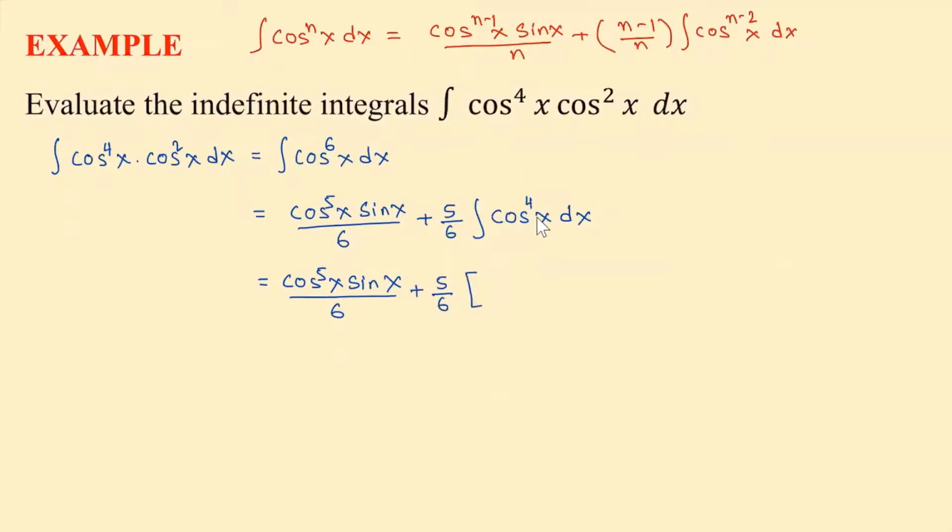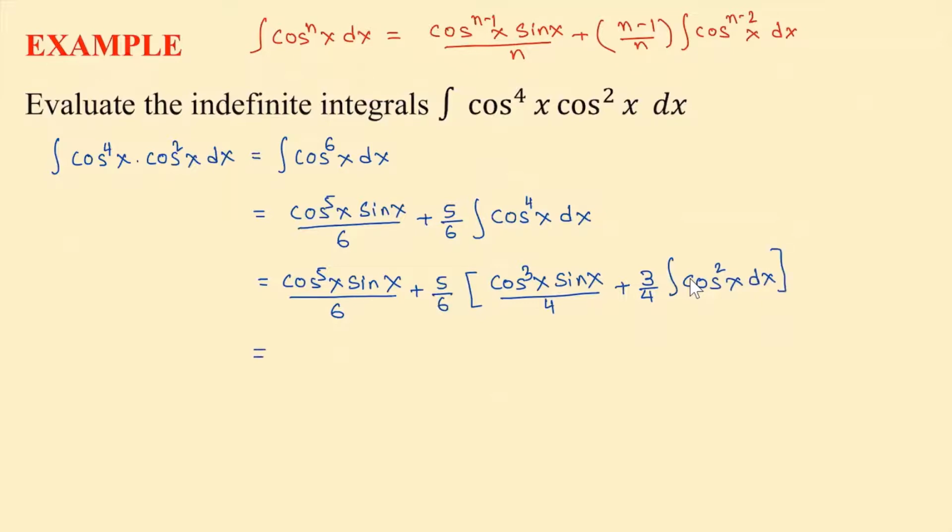Now, when we use the reduction formula, our n is 4. So 4 minus 1 will be 3, so cosine cubed x sine x over 4. Then plus, we have n minus 1, 4 minus 1 is 3, divided by n, which is 4. And then the integration of cosine to the n minus 2. When n is 4, 4 minus 2 is 2, so it will be cosine squared x dx.